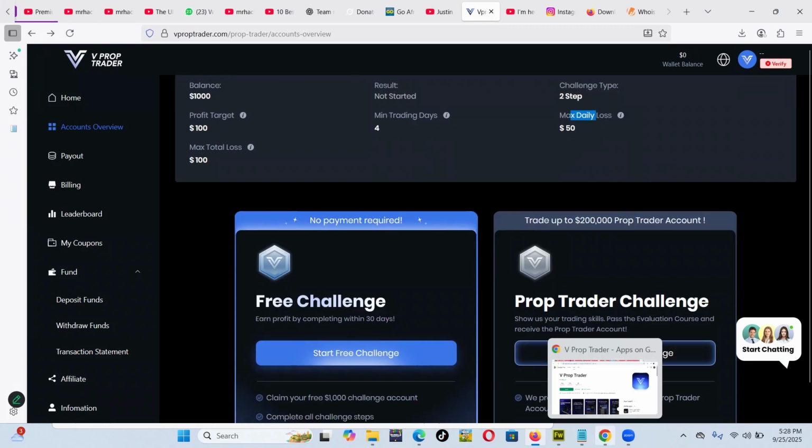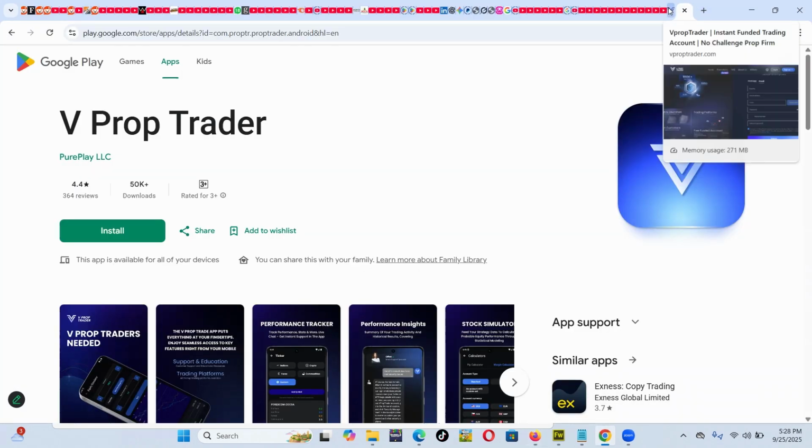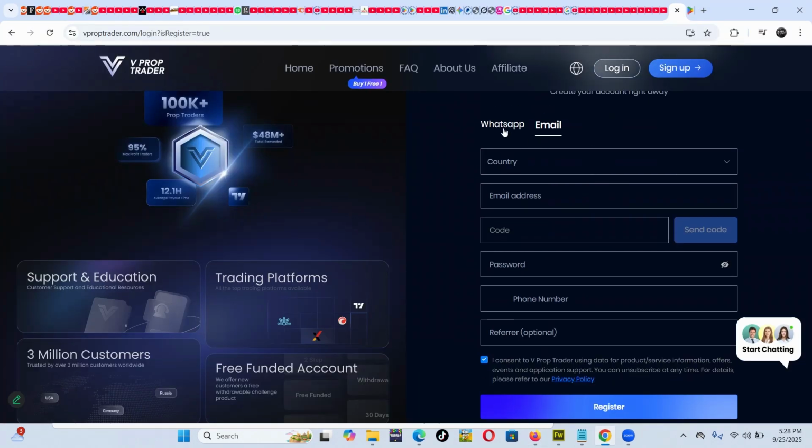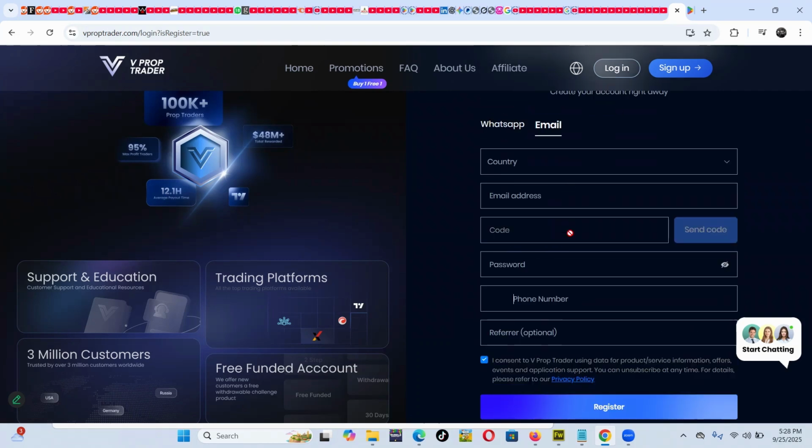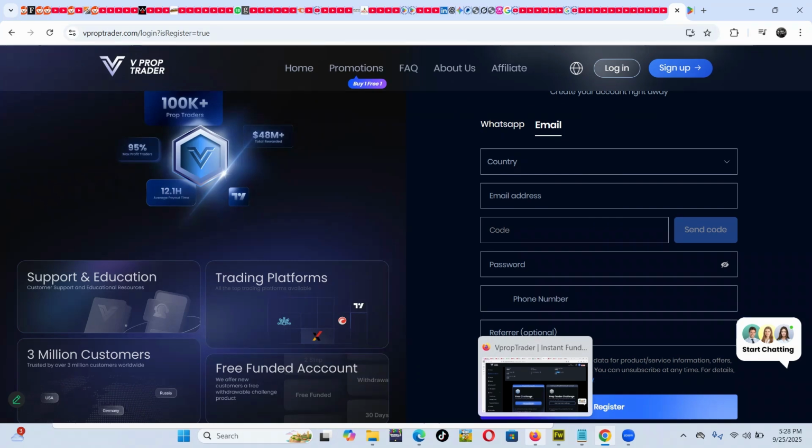Now first of all, they have an app and they have a website. You can go to their website and sign up. They have, I see here, WhatsApp or email. If you use WhatsApp, the code will probably be sent on your WhatsApp. I used my email and the code was sent to my email. You have to put in your phone number, but I didn't get an OTP on the phone number. They send it to your email. So make sure the details you're filling in are actually valid, because this is money. They will ask you for verification.